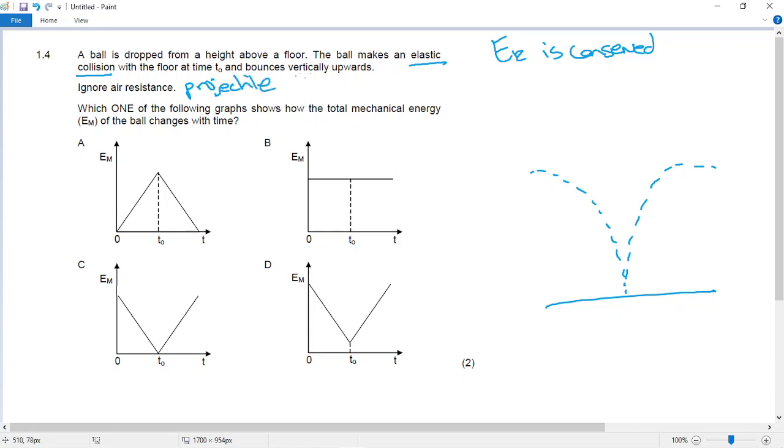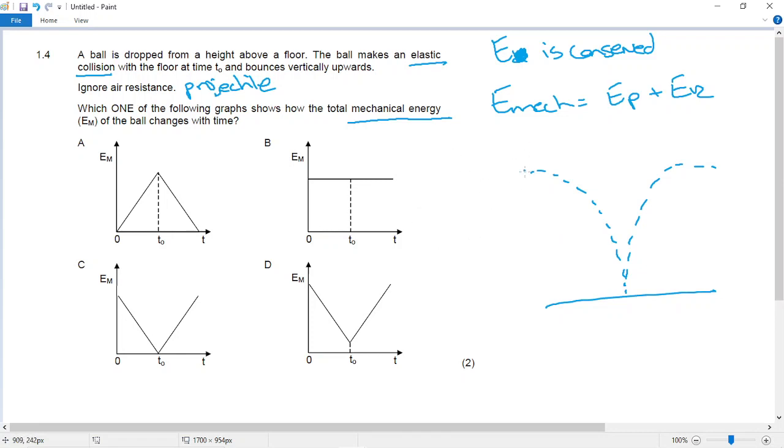It's in free fall. Which one of the following graphs shows how the total mechanical energy of the ball changes with time? Now this is the sneaky part in the question, because mechanical energy is actually the sum of the potential energy and the kinetic energy. And in an elastic collision, the energy, I shouldn't have put a K there, sorry, the energy is conserved. So what happens with the ball?